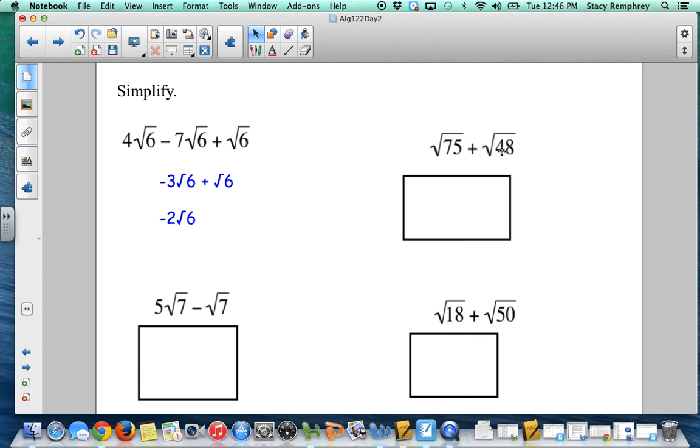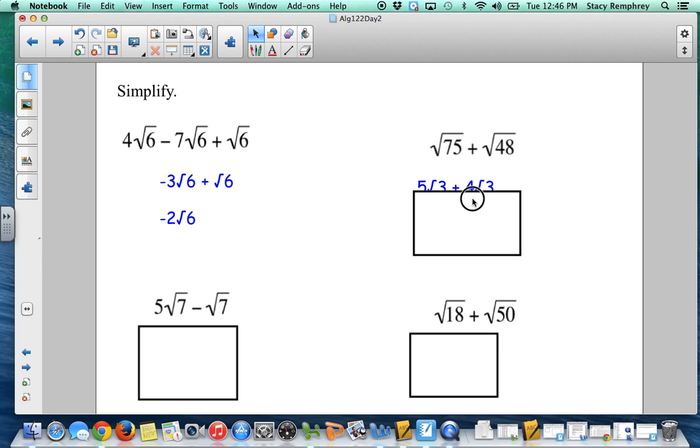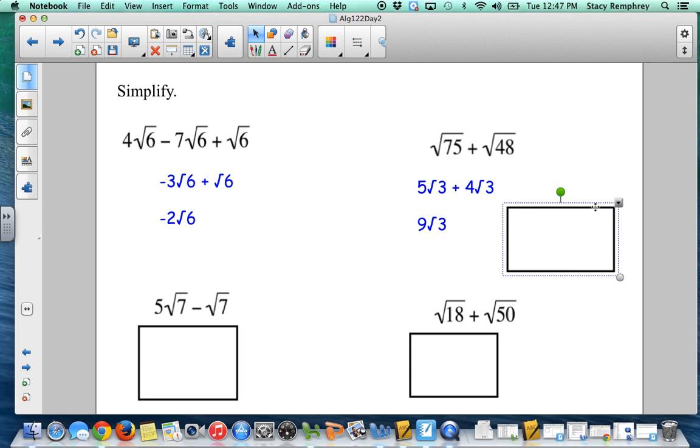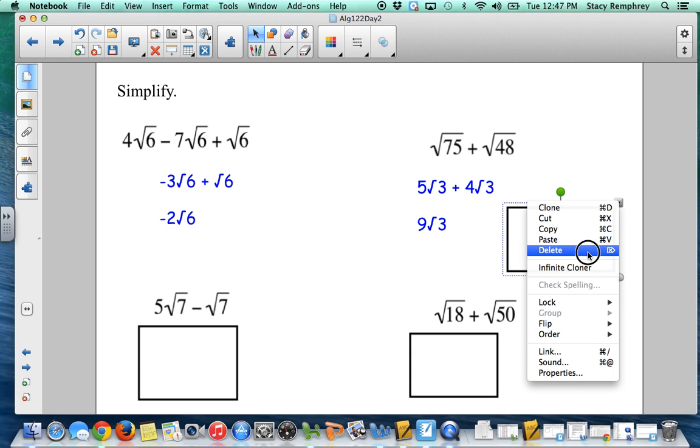Now what happens over here when they don't match? I have a root 75 and a root 48. Great. That's not anything I can talk about. They're totally different. Well, the first thing you're going to do is look to simplify them. So I simplified the square root of 75, just like how we started this lesson, and I simplified the square root of 48. Now I look at them and say, hey, look, now I'm talking about the same thing. I have 5 root 3s, and then I get 4 more root 3s, so altogether I have 9 root 3s.